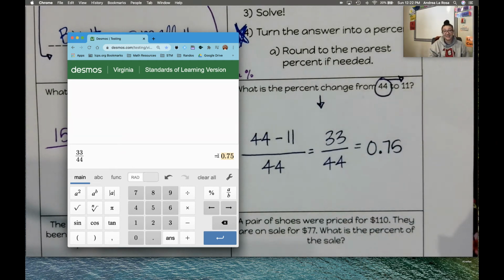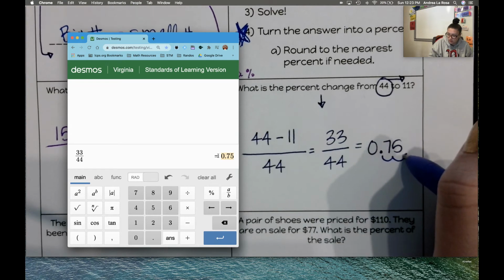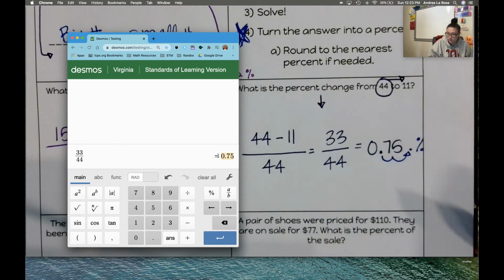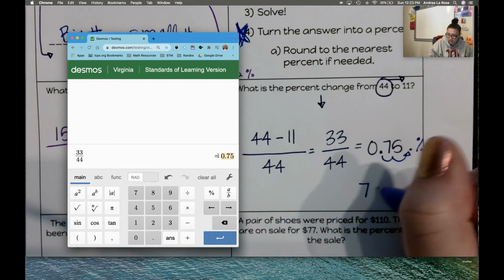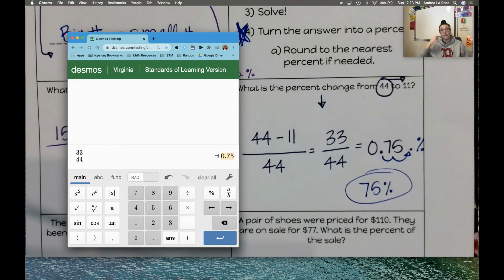Are we done? No, we're not done yet. We need to turn that 0.75 into a percent. Not the Beyonce way, we gotta go the other way. So we move our decimal to the right, add our percent. So here we see that is a 75% decrease.